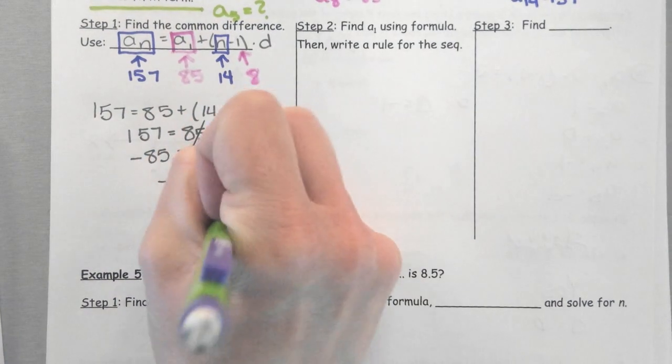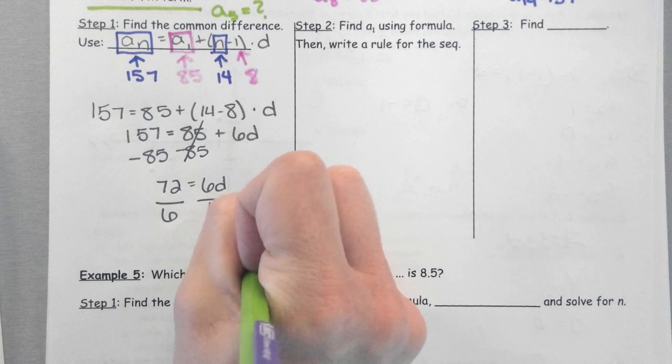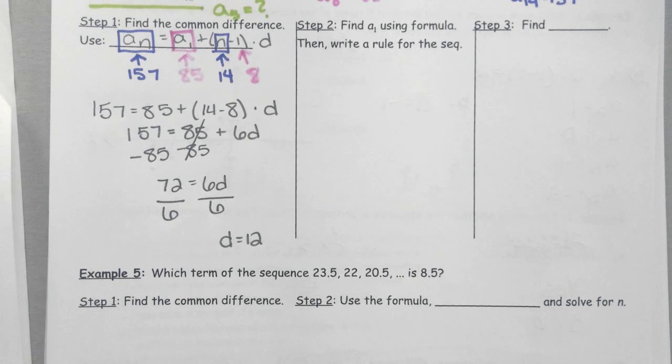Divide by 6. So d is going to equal 12. So that tells me what my constant difference is. So I'm part of the way there to finding what I need to find. So the next thing I'm going to do is write out my formula again and solve for a1.